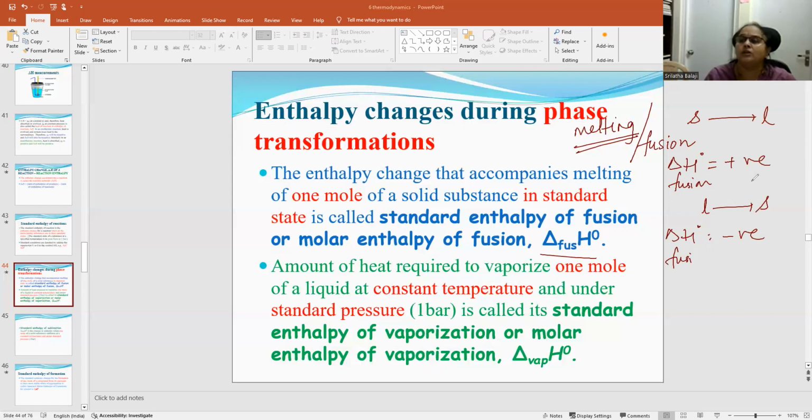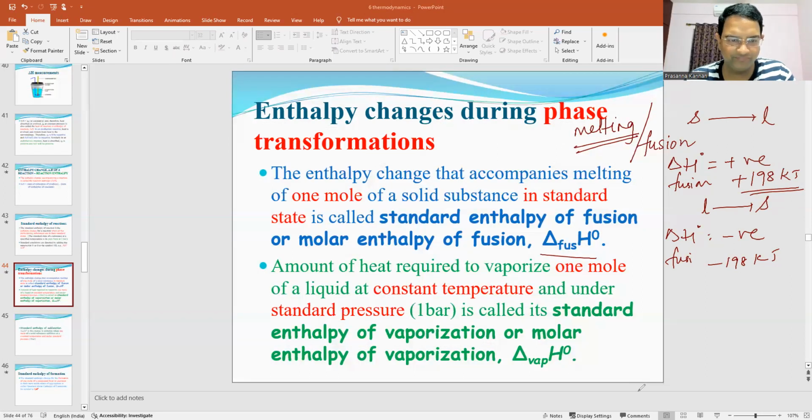Suppose I say that it's plus 198 kilojoules per mole. I'm just giving you random. So what will be the same in the reverse? It will be minus 198 kilojoules. Is that clear? From the sign, you have to analyze whether it's melting or freezing. Yes. Next is enthalpy of vaporization.